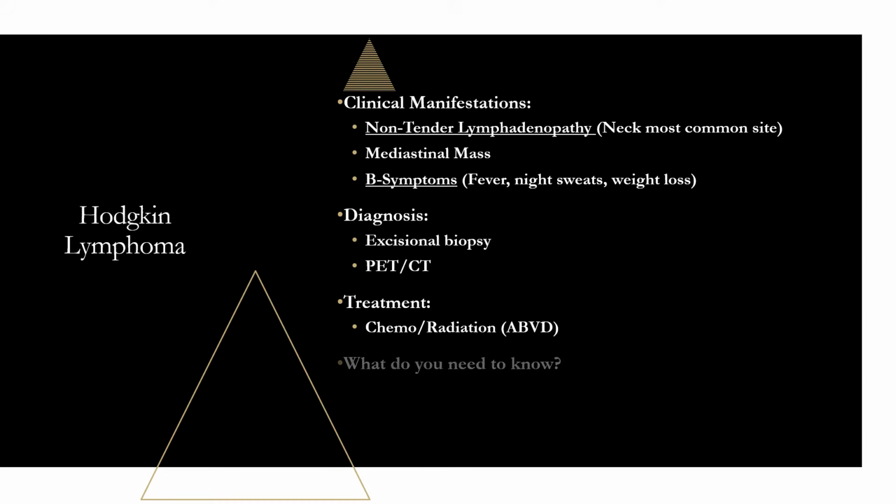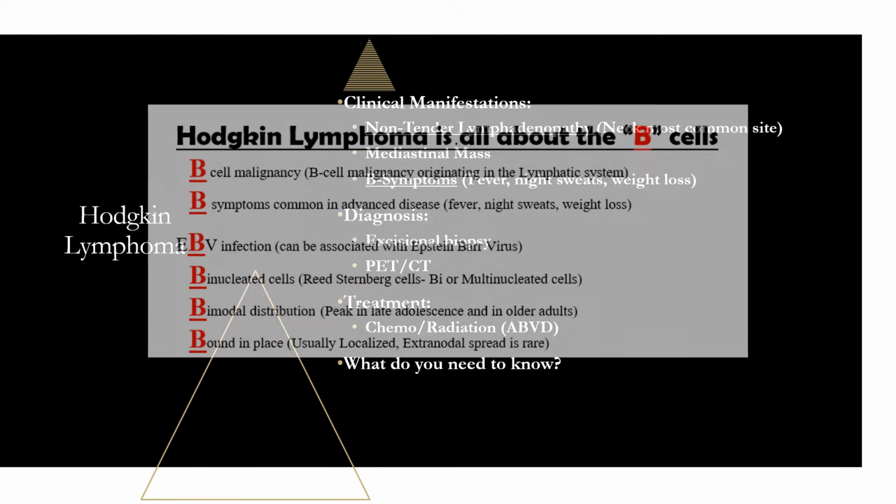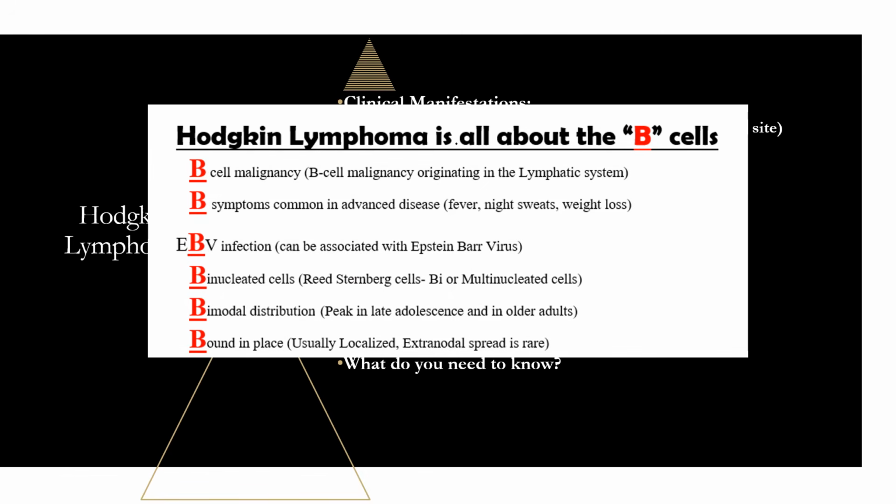There's a lot of stuff to know for Hodgkin lymphoma. So how am I going to give you a way to remember this? What I'm going to have you try to remember is that Hodgkin lymphoma is all about the B cell. So remember the B cell. So B cell malignancy. B cell malignancy originating in the lymphatic system. Second B. B symptoms, more common in advanced disease, fever, night sweats, weight loss. EBV infection. Remember the relationship between Epstein-Barr infection and Hodgkin lymphoma.